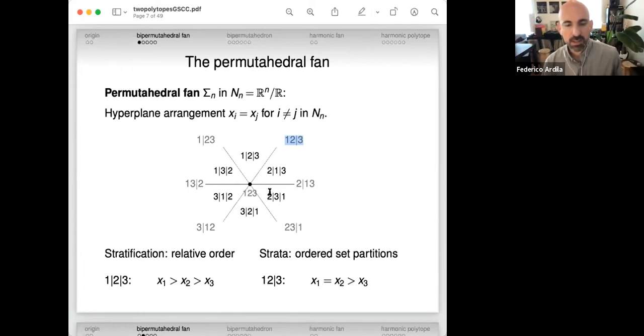The idea is that the pieces are in correspondence with ordered set partitions. An ordered set partition is a way of taking the numbers from 1 up to n and splitting them into sets in some order. So in this case, I'm taking the set {1, 2, 3} and splitting it into sets {1, 2} and {3}. But those sets are ordered, meaning I have to say first it's the set {1, 2}, and then it's the set {3}. Those are the ordered set partitions.